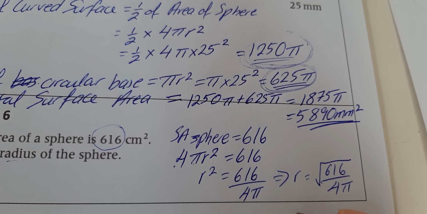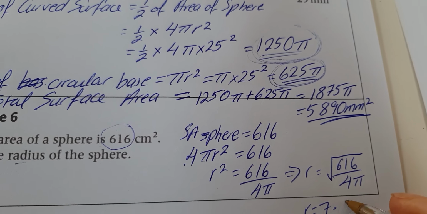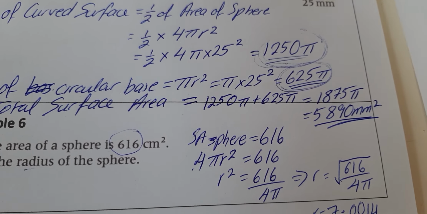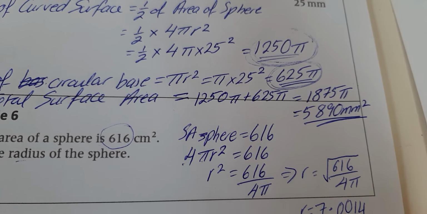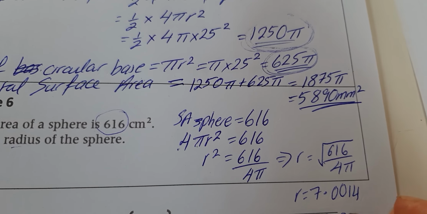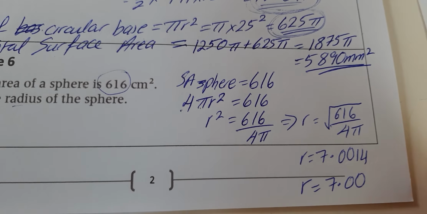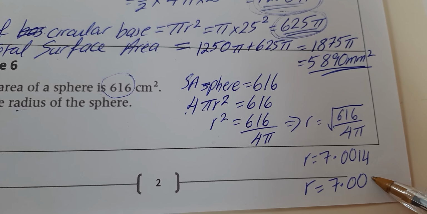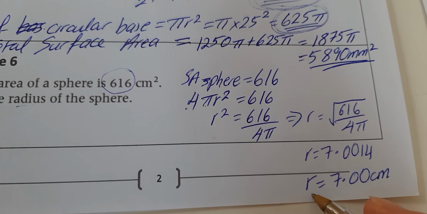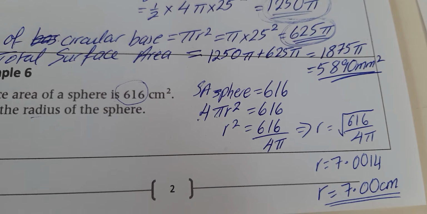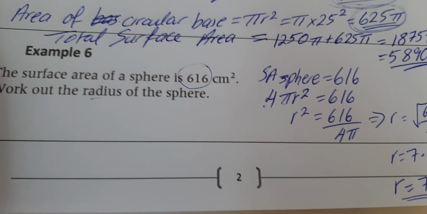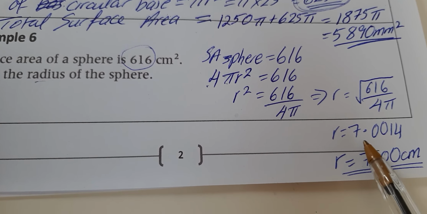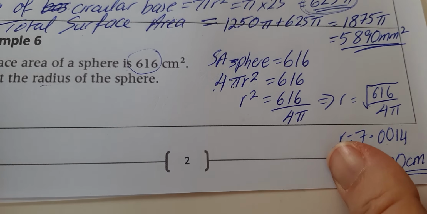And that will come to 7.0014. Okay, to 3 significant figures, since they haven't told me, it's 7.00. If they tell you to the nearest whole number, you will say 7 centimeters. If they tell you to one decimal place, you will say 7.0. Okay, they haven't told me anything here, so I will just do it to 3 significant figures, as I always do when they do not specify. 7.00.